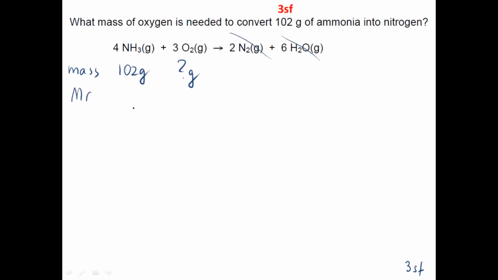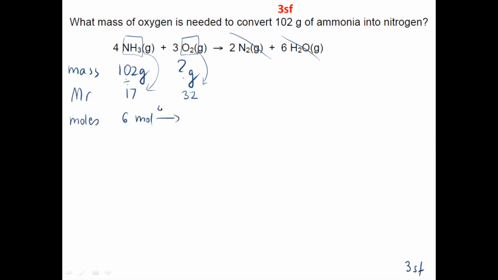Second step, MR. NH3: nitrogen is 14, plus 3, is 17. And again, you only look at this bit, isn't it? You don't look at the 3 and the 4. And oxygen is 2 times 16 is 32. Okay, you've got mass, you've got MR, you can divide and you get your moles. So 102 divided by 17, you get 6 moles.